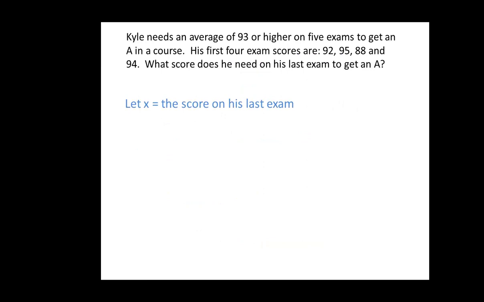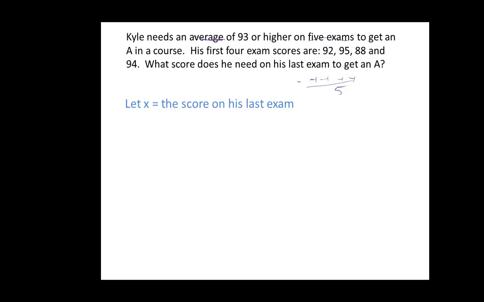For this, think about how you get the average. We're talking about the average of 5 exams. So don't we need to add up the 5 numbers, add them all up, and divide by 5, right? That's how we get the average. So that's exactly what we're going to do here.